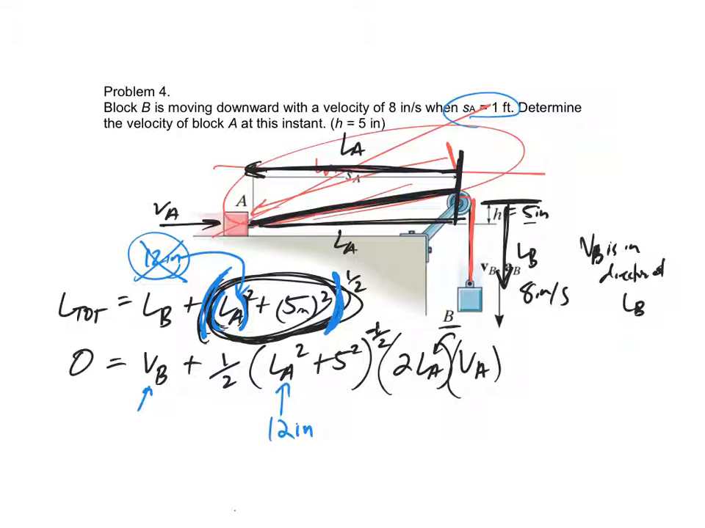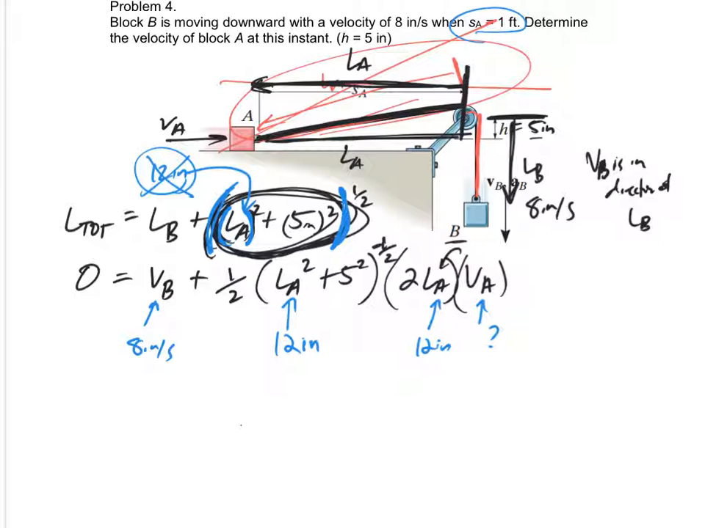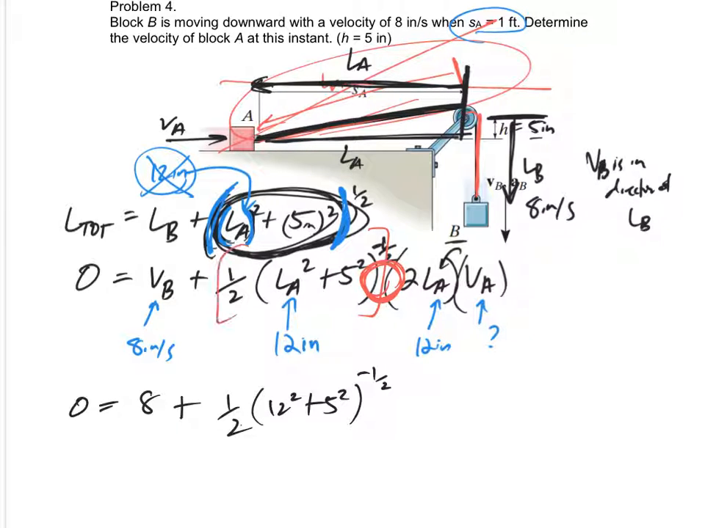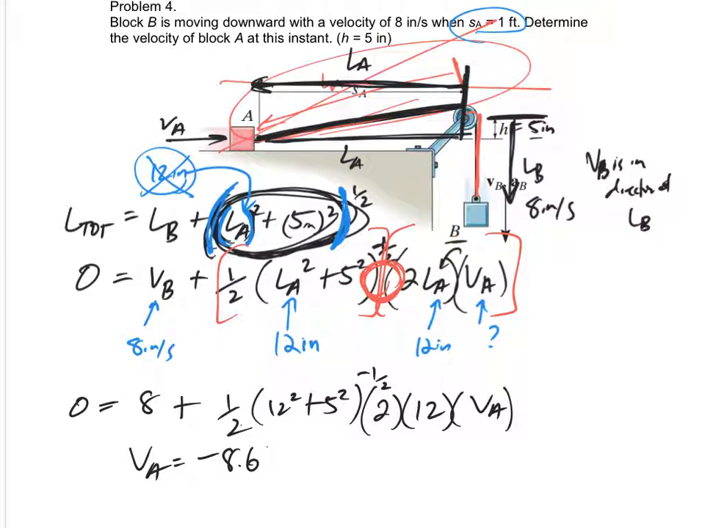The velocity of B is 8 inches per second. LA is 12 inches, and VA is the only unknown in that equation. So I've got 0 is equal to 8 plus 1/2, 12 squared plus 5 squared to the negative 1/2, right? Negative exponent just means take it in the denominator, times, right? There's no plus, no minus right here. This is this times this. So sometimes I leave too much of a space. Some people put in a plus right there. So times 2 times 12 times VA. And VA I can solve for. VA is negative 8.66 inches per second.